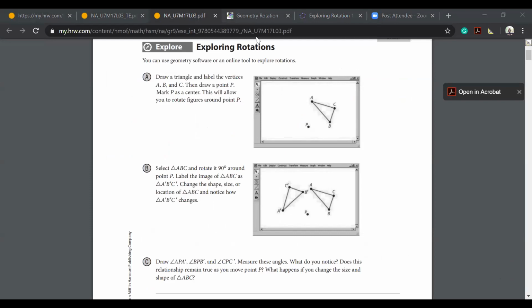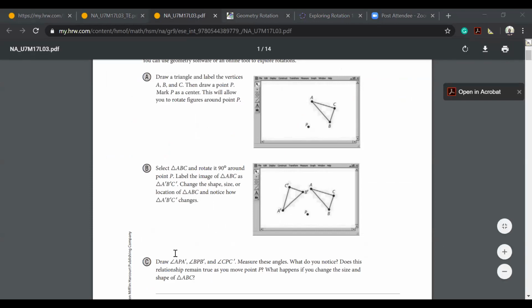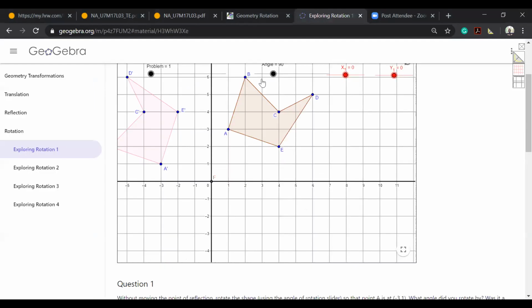In question C, he is telling you, draw angle APA prime and BPB prime and CPC prime and measure these angles. According to our example here, I have to draw the angle from A, P, A prime. I'm going to connect a line between these to formulate an angle. And then I have to do the same thing for B and B prime, and then the same thing for C and C prime. Which means, let's go back to our example.